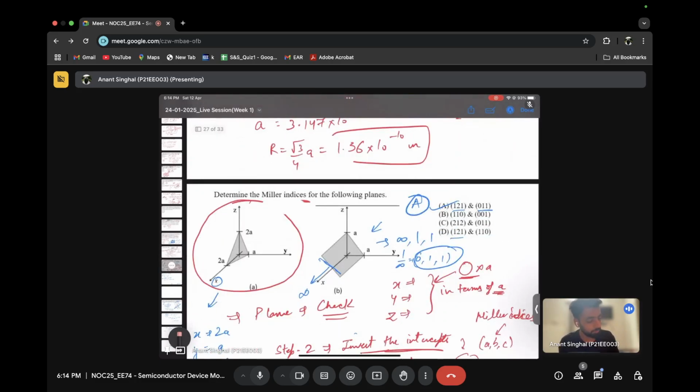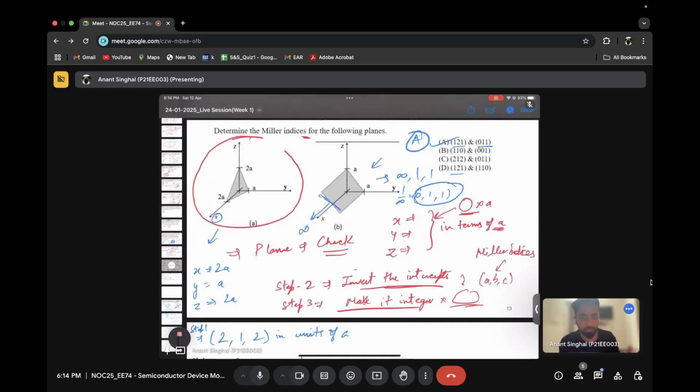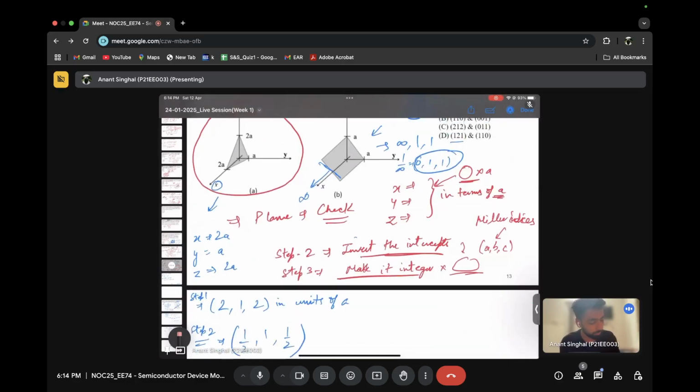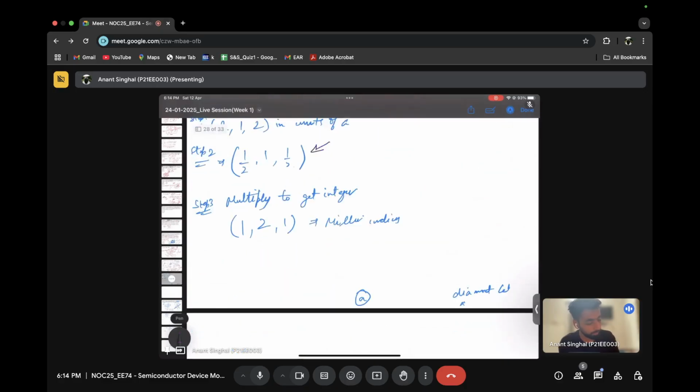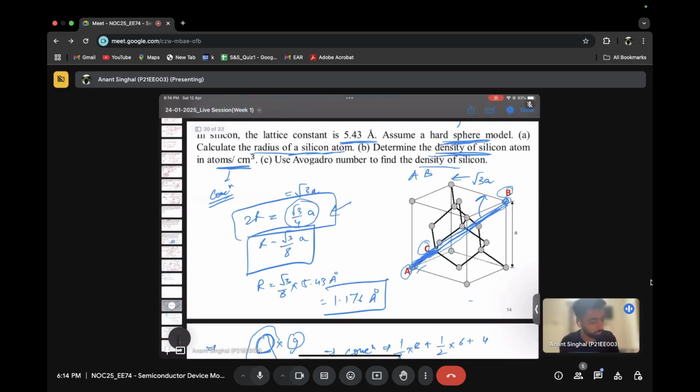Then there were Miller indices. I told you again, this is a good criterion to find or to have certain planes in the devices. So you should take a good look around this Miller indices part. These two are the main important topics, and this is mostly what we covered.